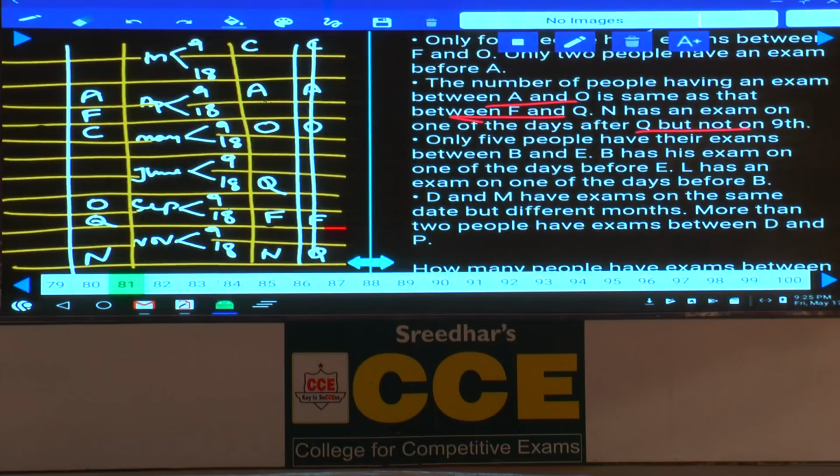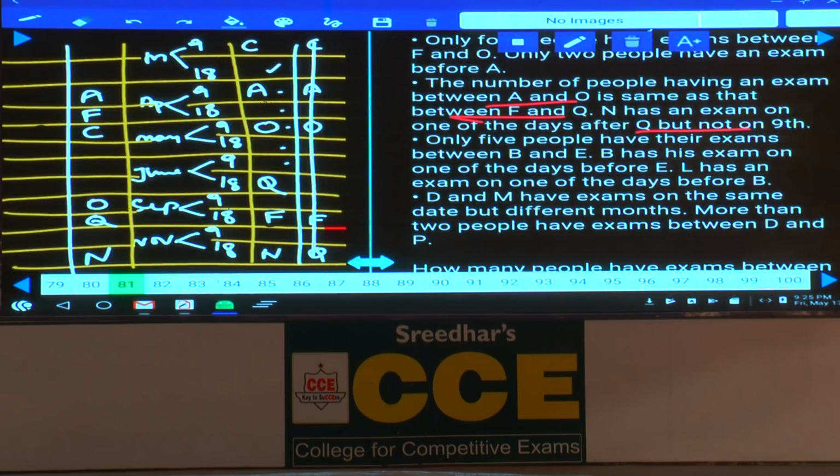Next one, only 5 people have their exams between B and E. Now in between B and E, tell me how many people are there? There are exactly 5 people. And B has his exam on one of the days before E. B is here. 1, 2, 3, 4, 5. E must be here, which is not possible.